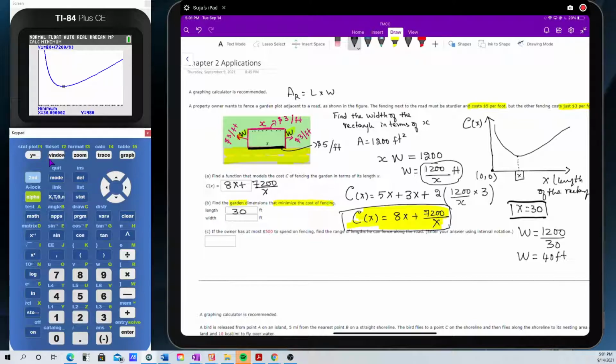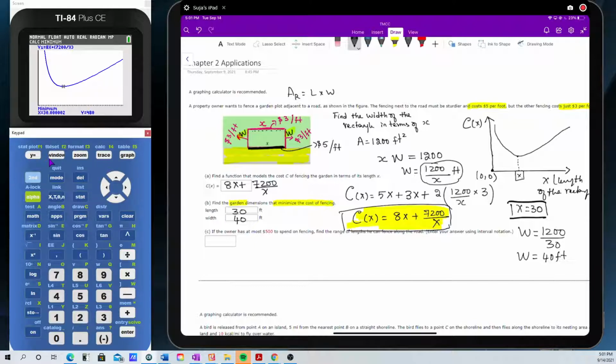So according to this second part, if you keep your length as 30 feet and your width is 40 feet, then you can keep the cost to be the minimum for making this fence. That's what this information is giving me.